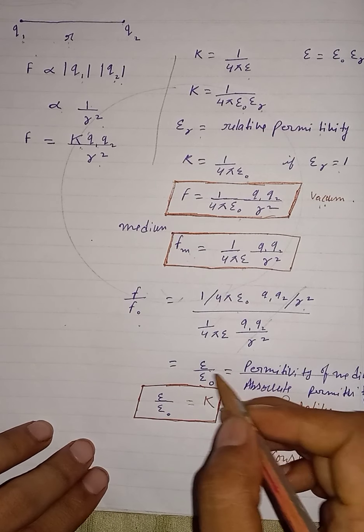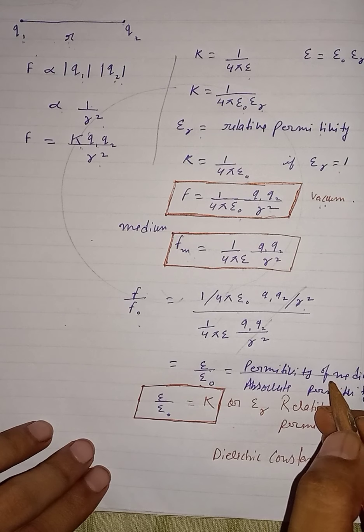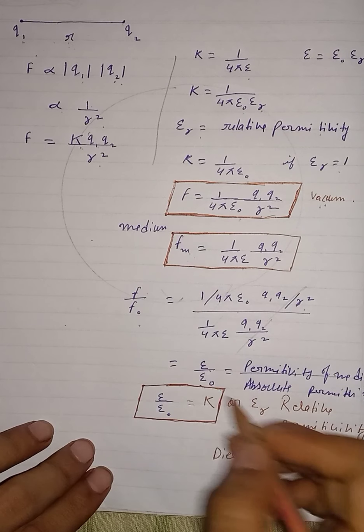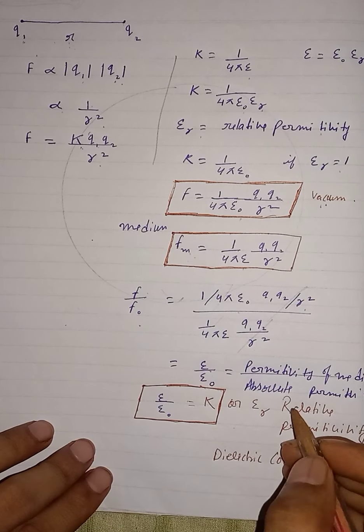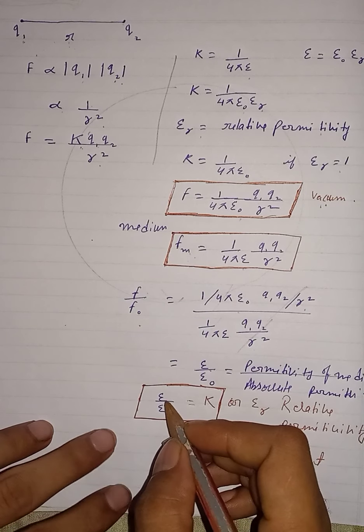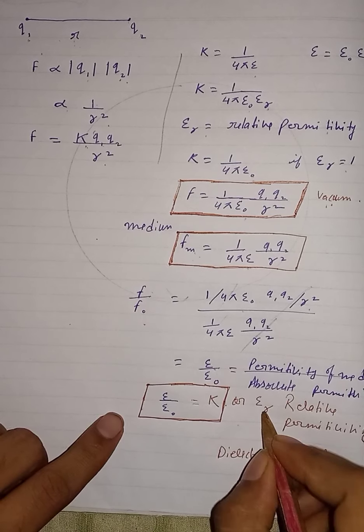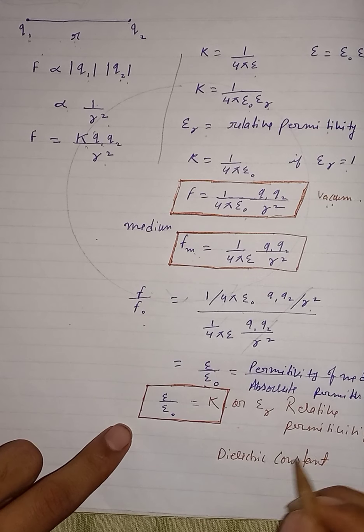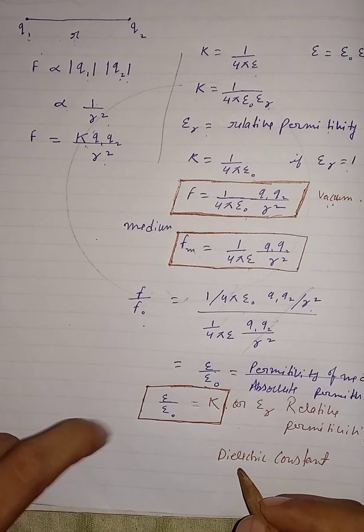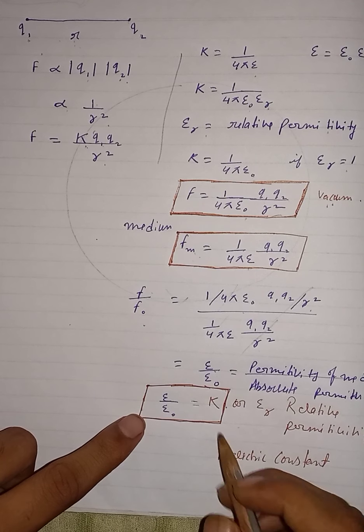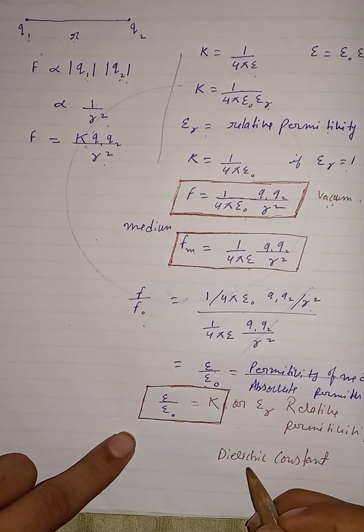Epsilon is called the permittivity of the medium, and epsilon naught is called the absolute permittivity of free space. So epsilon by epsilon naught is equal to K, or K is also called epsilon R, meaning relative permittivity, or it is also called the dielectric constant. The ratio of epsilon by epsilon naught is called the dielectric constant.